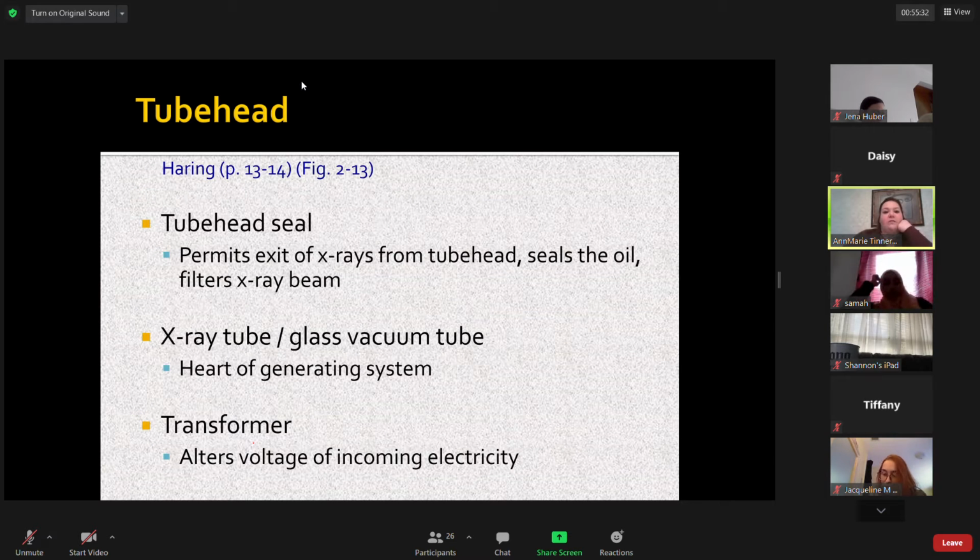All right, you also have what's called a tube head seal, and the seal is going to permit exit of X-rays from the tube head. It also seals the oil and it filters the X-ray beam. We also have an X-ray tube or glass vacuum tube, and that is the heart of the generating system. And then within the tube head, there are also what we call transformers, and these different types of transformers alter the voltage of the incoming electricity.